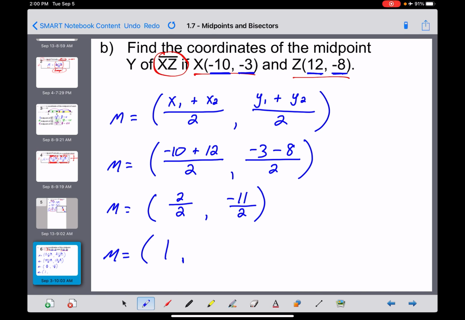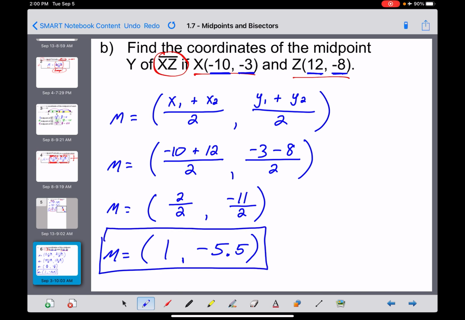Negative 11, of course, is an odd number, which means it doesn't divide evenly by 2, but that is going to be negative 5.5. And that is the midpoint here of line segment XZ. And we call that midpoint Y, so those are the coordinates of point Y there.